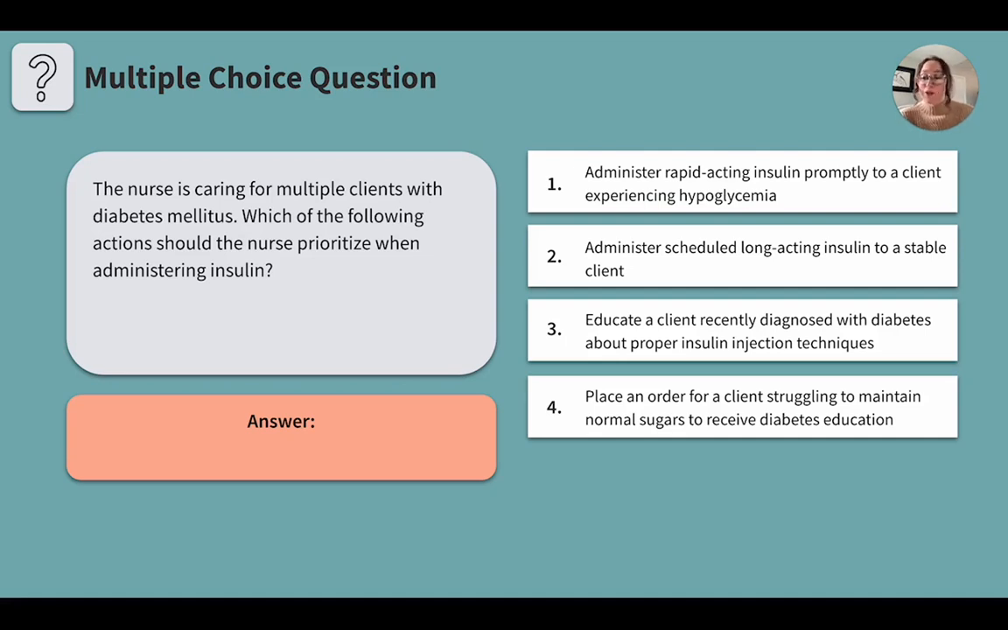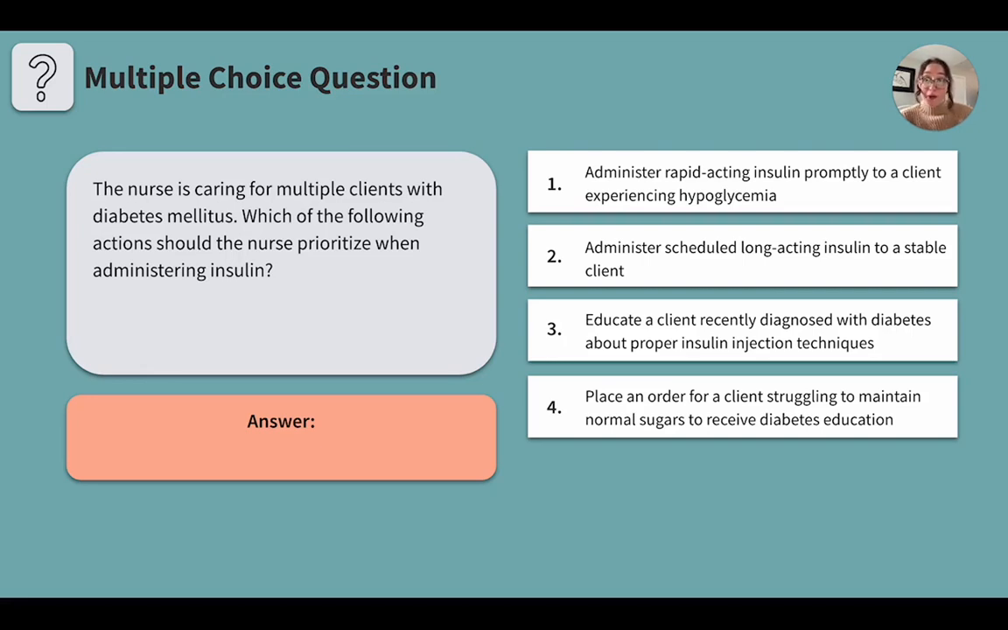1. Administer rapid-acting insulin promptly to a client experiencing hypoglycemia. 2. Administer scheduled long-acting insulin to a stable client. 3. Educate a client recently diagnosed with diabetes about proper insulin injection techniques. Or 4. Place an order for a client struggling to maintain normal sugars to receive diabetes education.